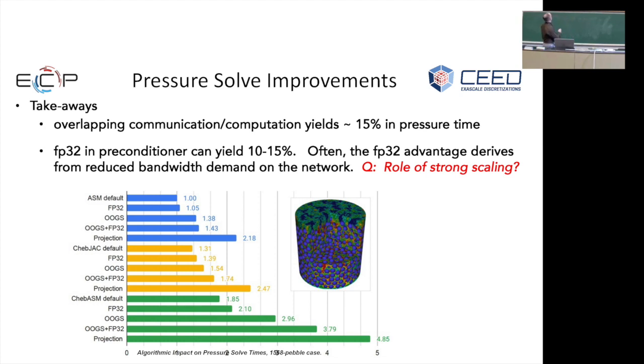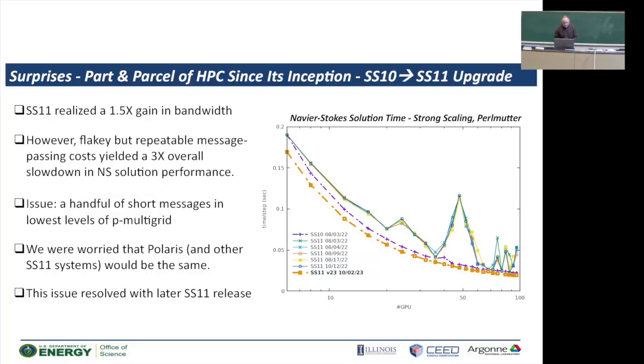So a couple other improvements. We overlap communication and computation, about a 15% gain in the pressure solve time. FP32 in the preconditioner gives 10 to 15%. We might be higher than that because we now have more of it in FP32. Curiously enough, the FP32 had really evil consequences with Slingshot 11.